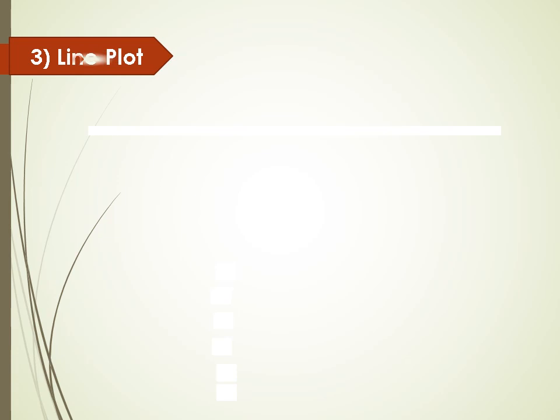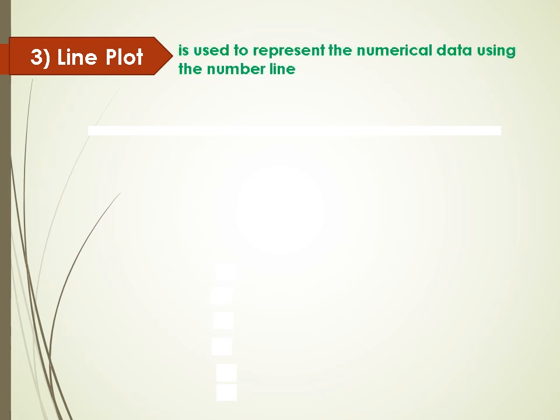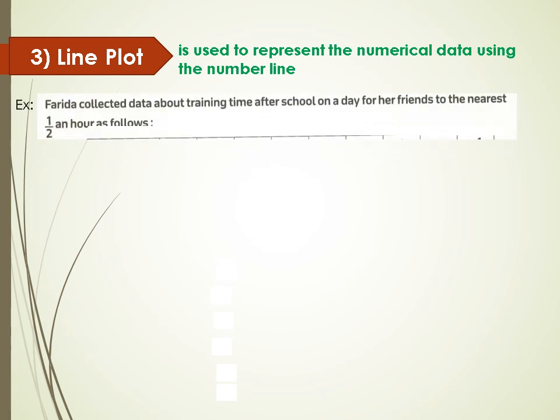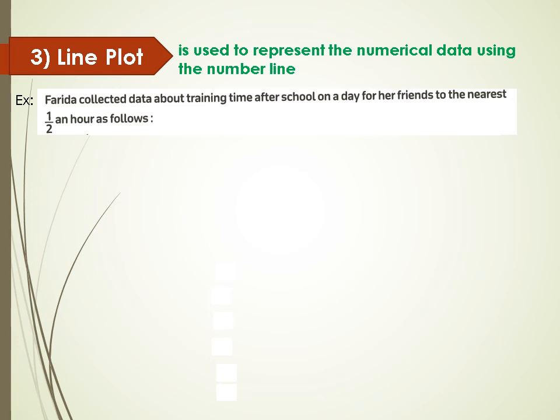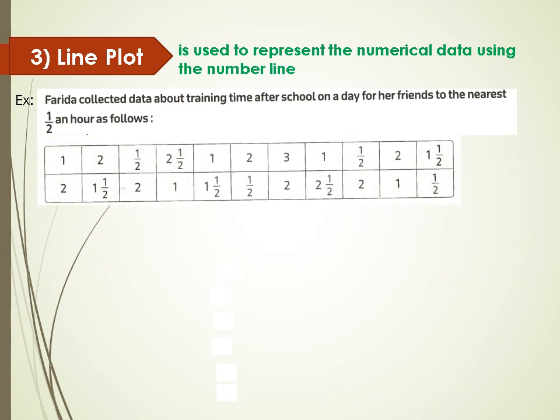The third way to represent data is the line plot. A line plot is used to represent numerical data by using the number line. For example, Farida collected data about training time after school on a day for her friends, to the nearest half an hour, as follows. Let's count together the number of students who trained for half an hour.